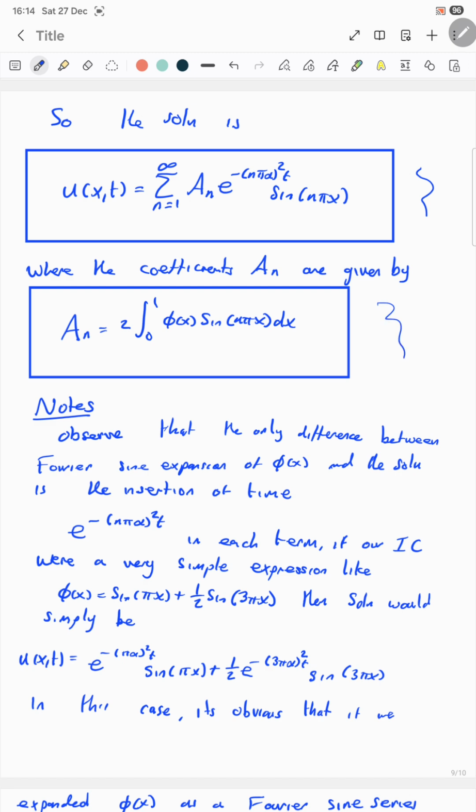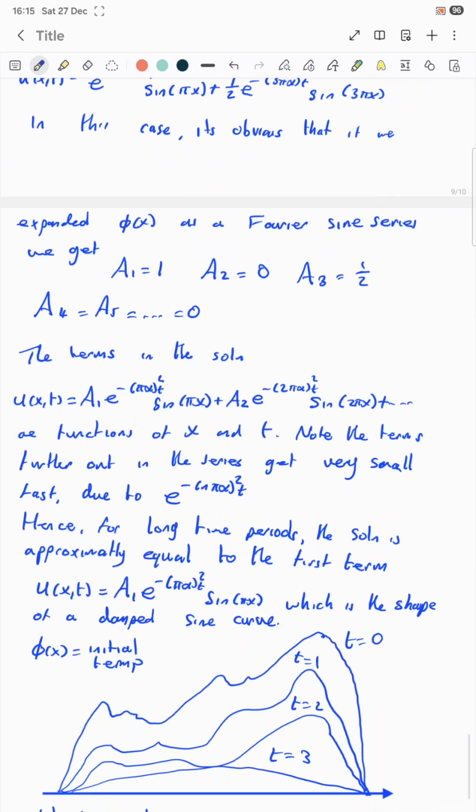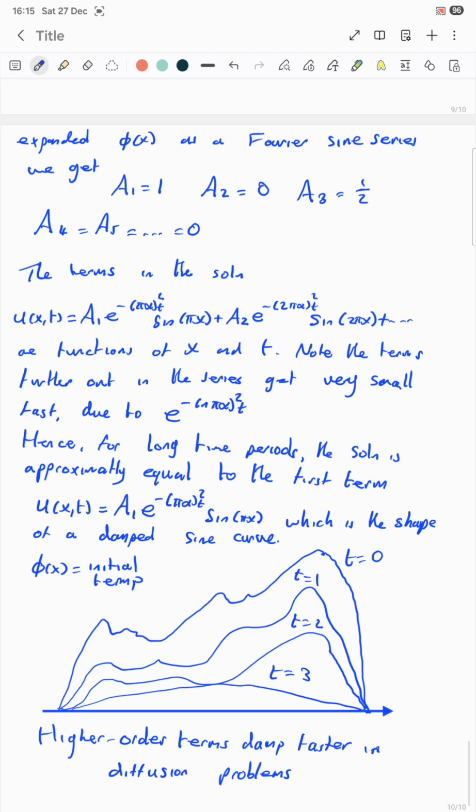Now observe that the only difference between the Fourier sine expansion of phi of x and the solution to the PDE is the insertion of time here in each term. If our initial condition were a very simple expression like this, then our solution would simply be this here, which in this case is obvious: if we expand phi of x as a Fourier sine series, we get a1 equals 1, a2 equals 0, a3 equals 1/2 and so on, a4, a5 equals 0.